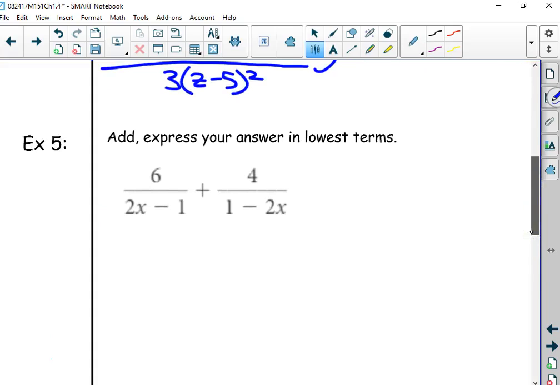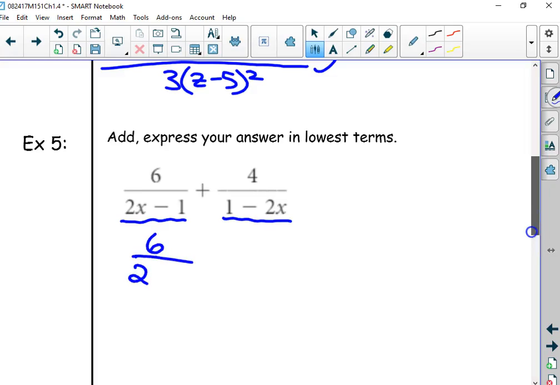Okay, let's do this one. This one is actually simpler than it looks. Because if you examine our denominator here, these are the same denominators, just off by a sign. So on the left-hand side, I've got a negative 1. On the right-hand side, I've got a positive. Left-hand side, I got a positive 2. Right-hand side, I've got a negative. So what we do in that case is we just factor a negative out.